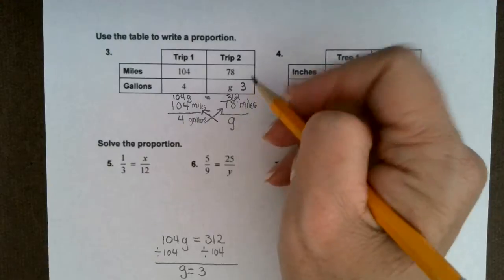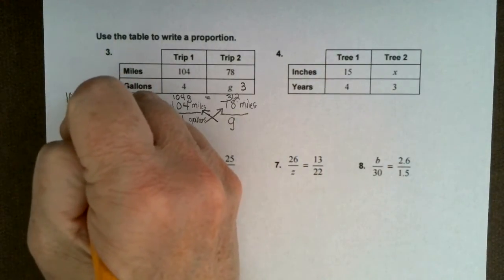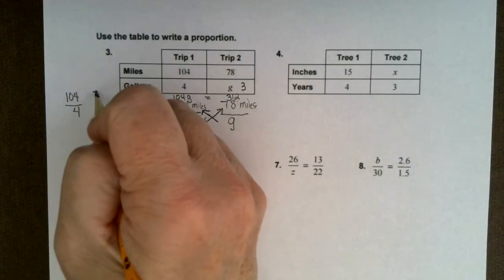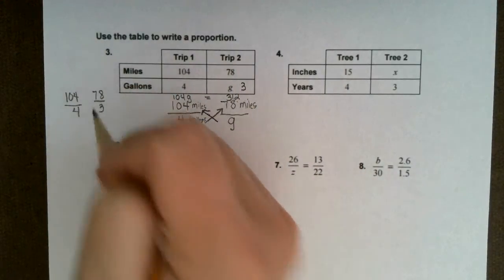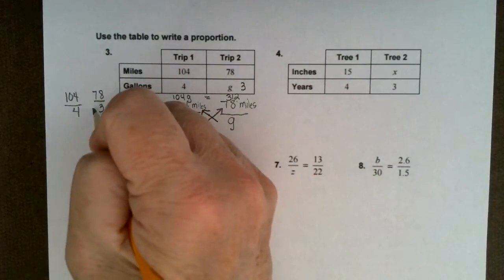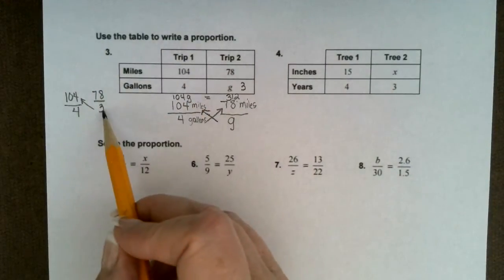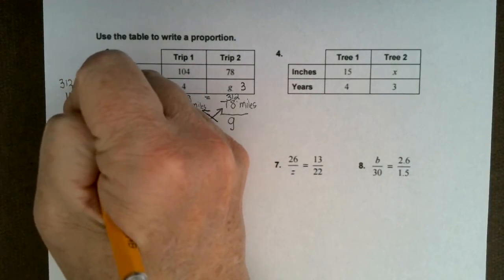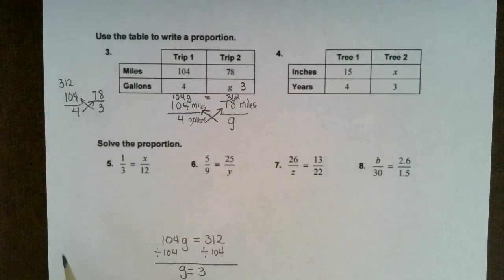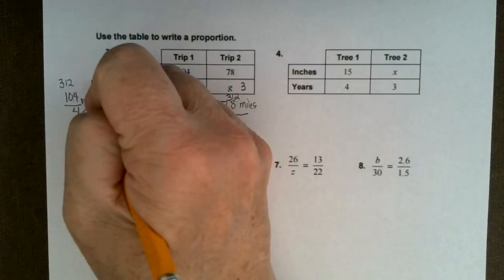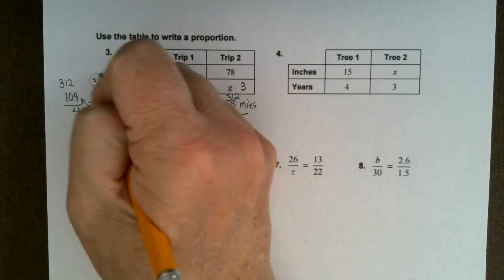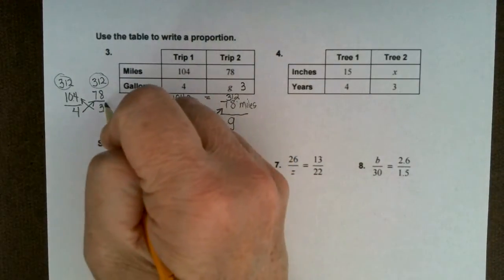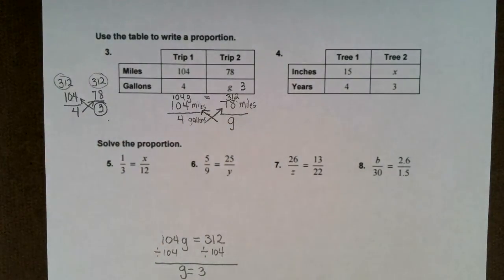Therefore, we can check that and make sure that it's right. We do 104 over 4 and 78 over 3. And when I cross multiply, 3 times 104 is 312. And 4 times 78 is 312. And as long as those two match, I know I've got my right answer for the G, which was 3. G is equal to 3.